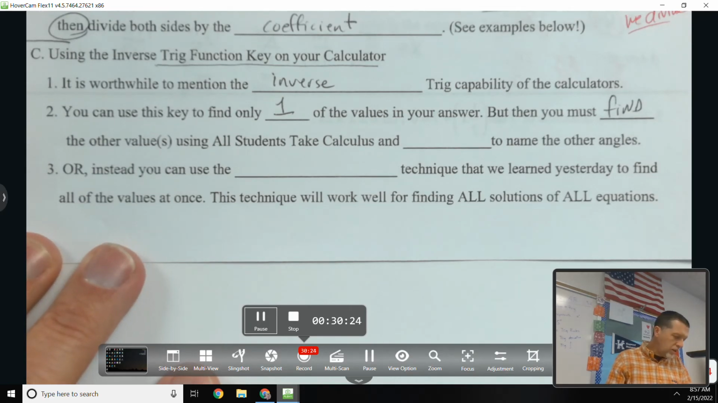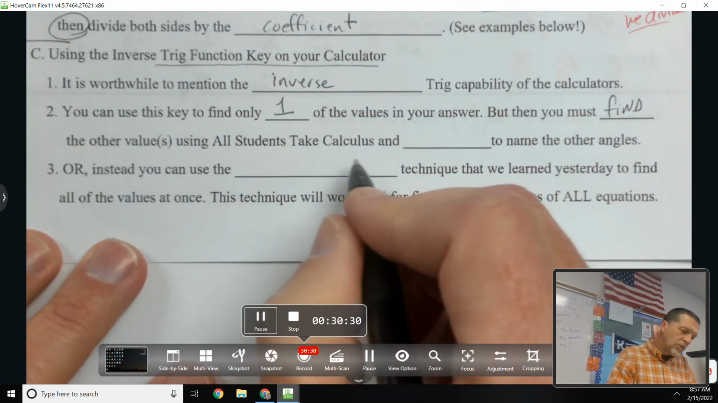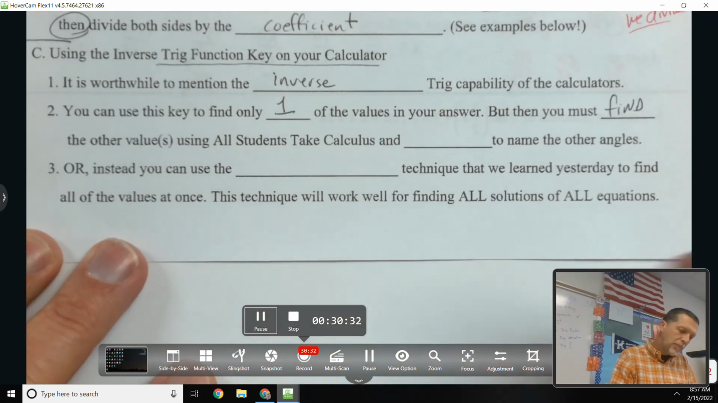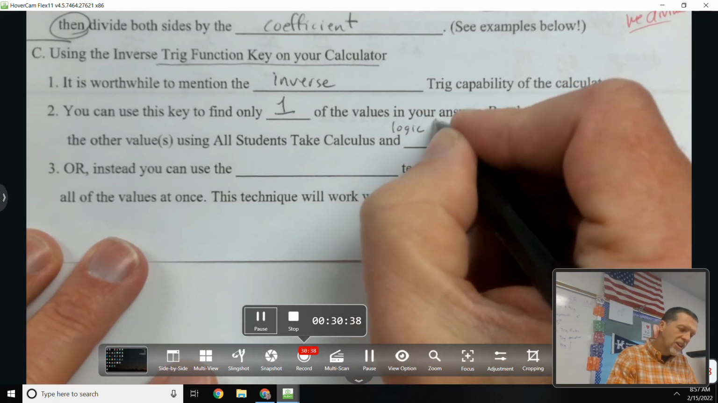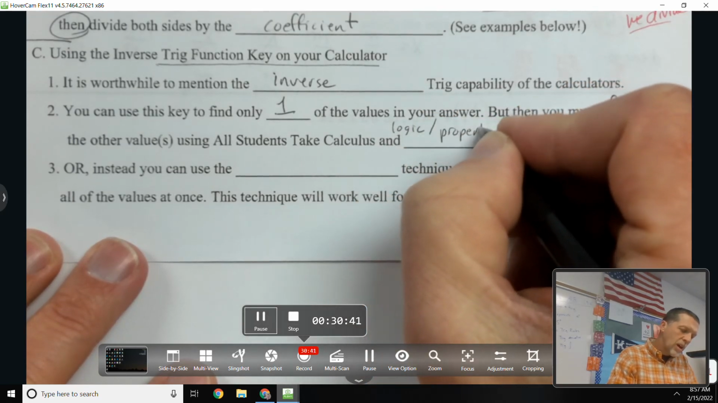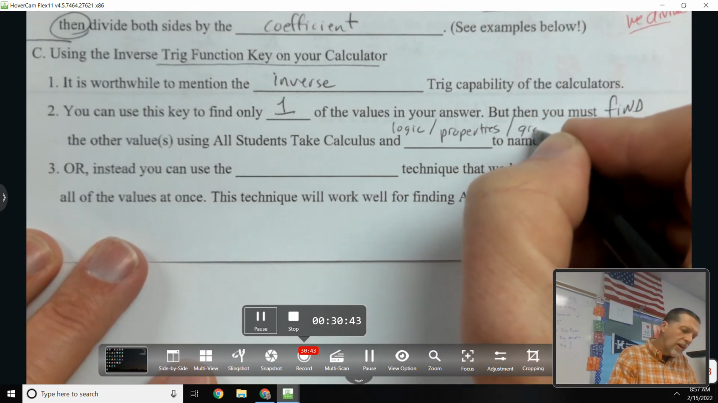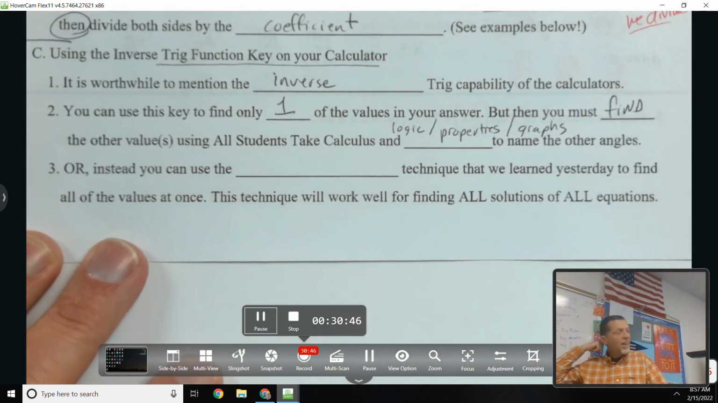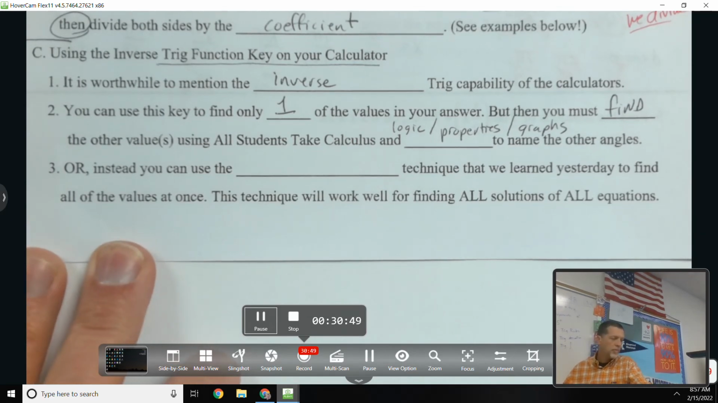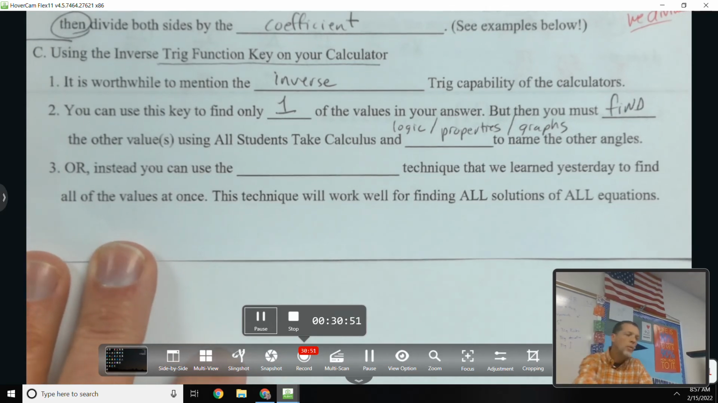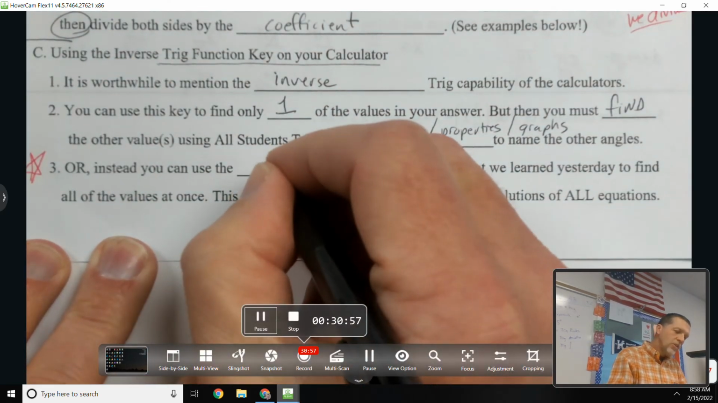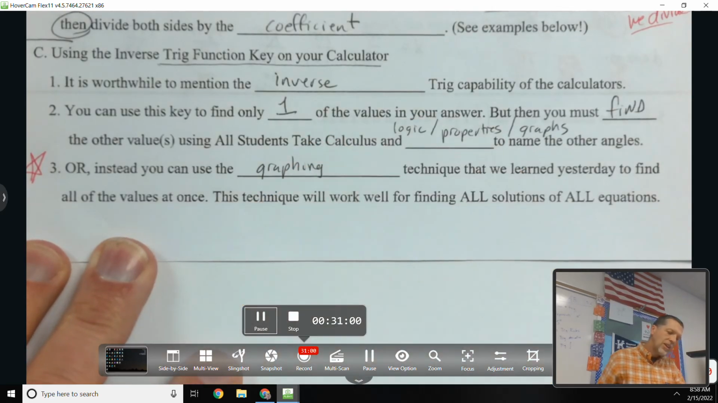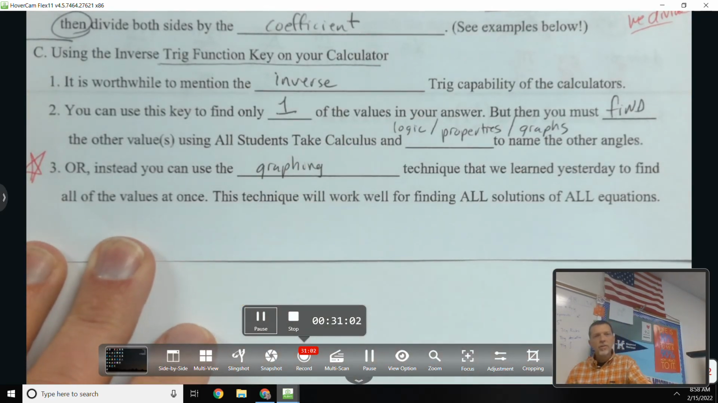Would the other values be easy? Well, maybe, maybe not. It kind of depends. Using all students take calculus, and I'm not sure the best thing to put in that blank. The key says logic. I'm going to say properties or graphs. Like it's going to take some thinking to figure out what the other answer is. Which is why most people are going to say, or you can use the graphing technique that we did yesterday to find all the values at once, and then you don't have to worry about it.